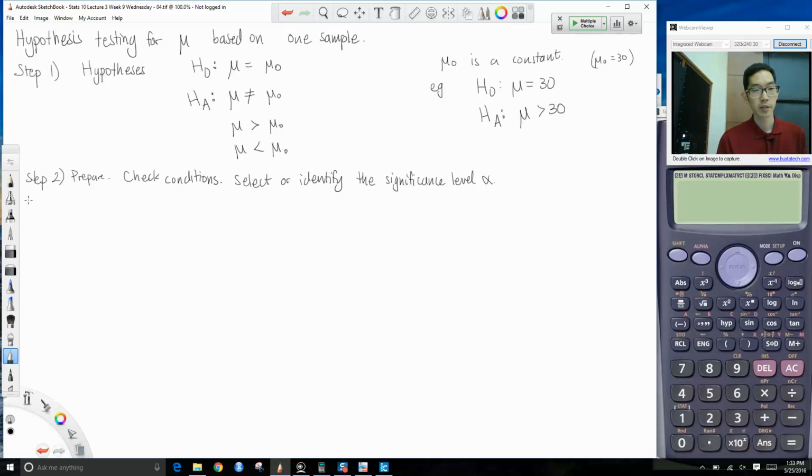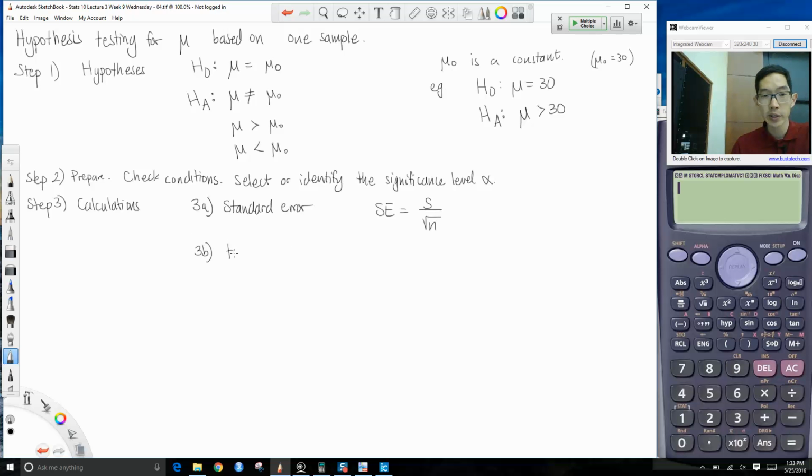Okay, so that's the same. Step 3, as far as calculations go, we just have a few different formulas, okay? So step 3A will be find your standard error. So our standard error here is S over the square root of n.